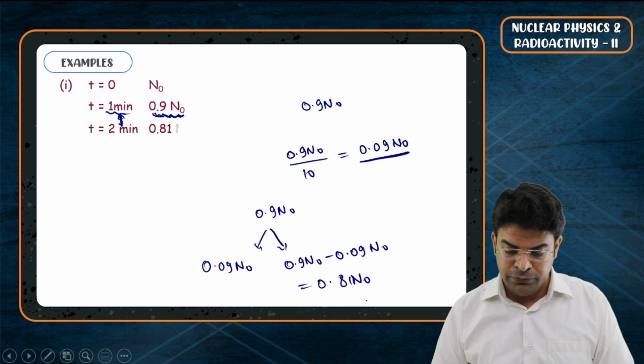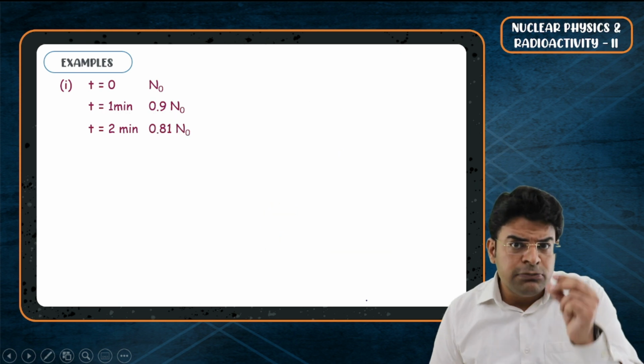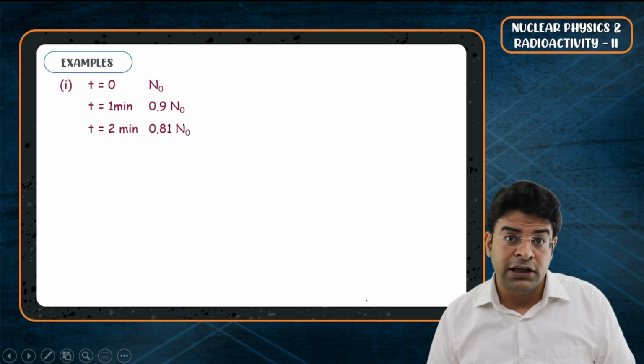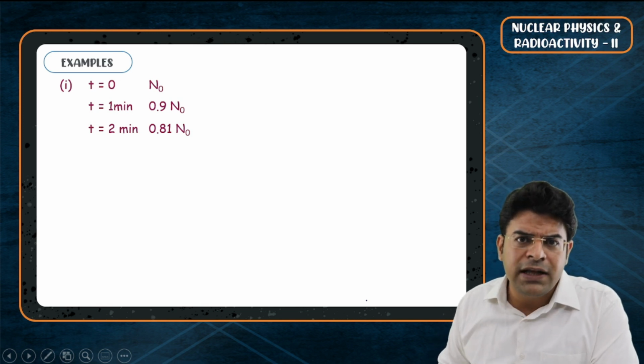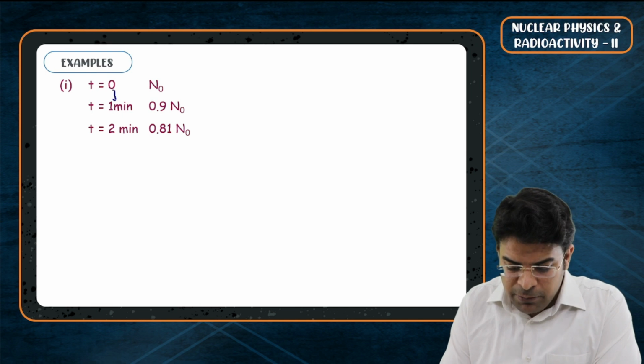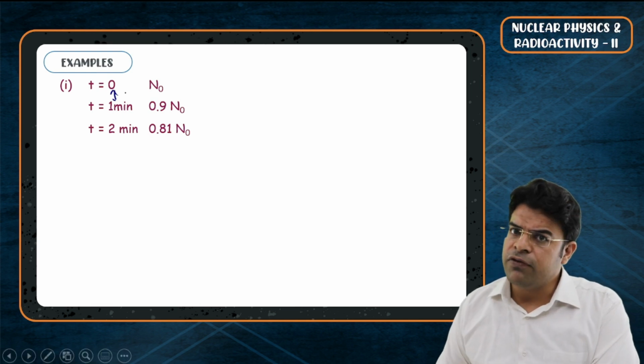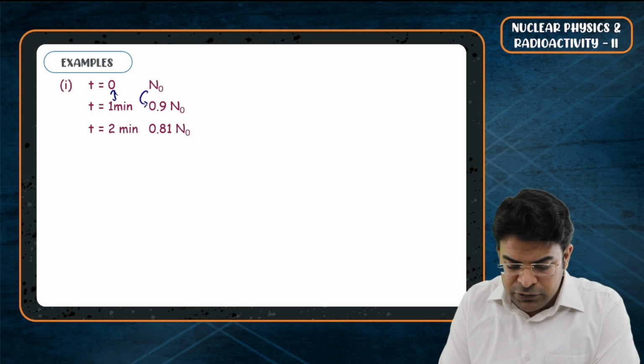Do the maths. There is a smarter way to understand this. The smarter way starts now, and listen to it carefully. You can say that after 1 minute, yes, the number of active nuclei becomes 0.9 times.